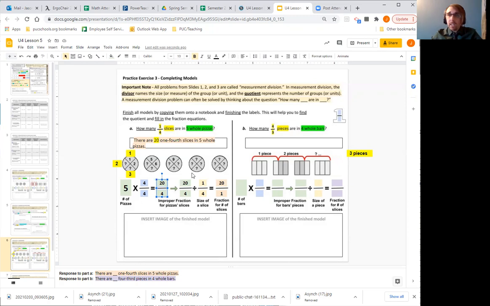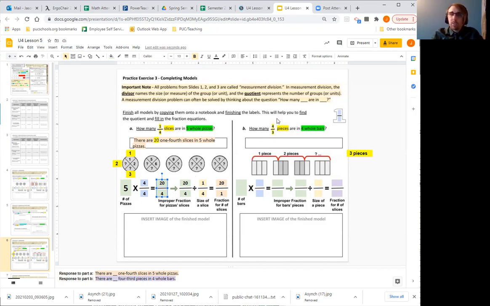So let's talk about part B now. If you need to pause, please pause the video so you can process this, go back, rewatch it. For part B, we have 4 bars, like maybe granola bars or chocolate bars, something that has bars. And we're looking for how many 4/3 pieces we can get from that. Imagine this as like sharing it with a friend. You have 4 chocolate bars and you're sharing 4/3 with each friend. Your goal is to figure out how many friends you can share it with.